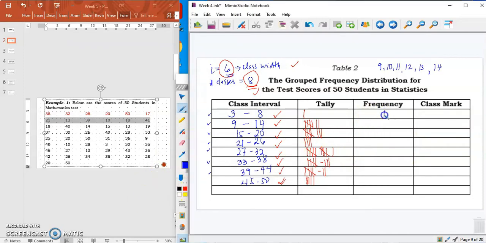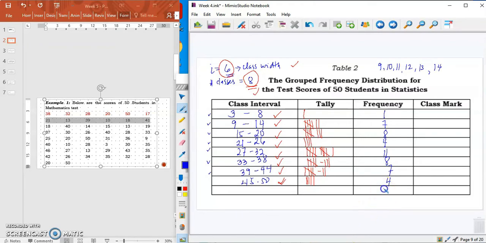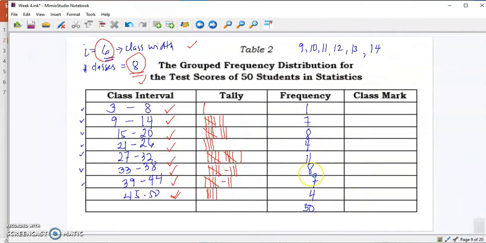And we have frequency is 1. Here it's 7. Here it's 8. Here it's 4. And then we have 11. Here it's 8. The second to the last class will have a frequency of 7. And the last class will have a frequency of 4. Now, given this, the total of this will be 50. This is actually the number frequency.